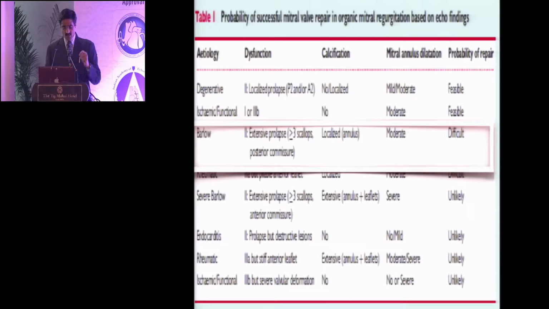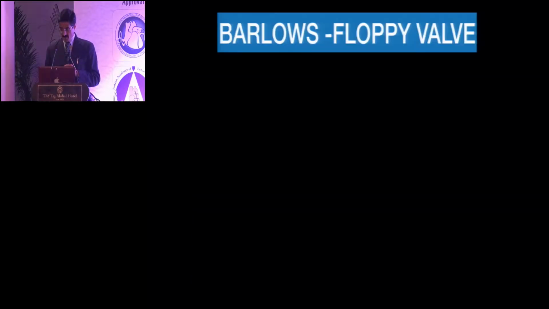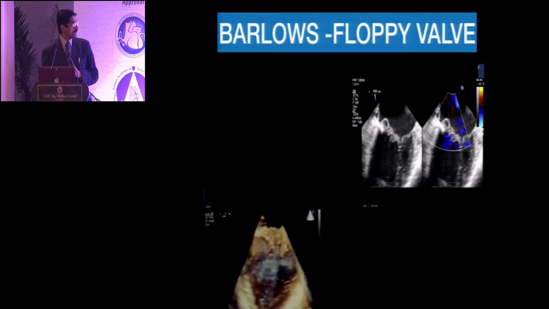Rather, in case of Barlow's disease, as we know, it's a bileaflet prolapse with extensive involvement of more than 3 scallops. So usually in Barlow's disease they have more than 3 scallops, but if the posterior commissure is involved, then still the chances of repair are okay. Though it is difficult, it can be done by skillful surgeons. But if the anterior commissure is involved, then the repair is difficult, and that we can see in the perioperative period.